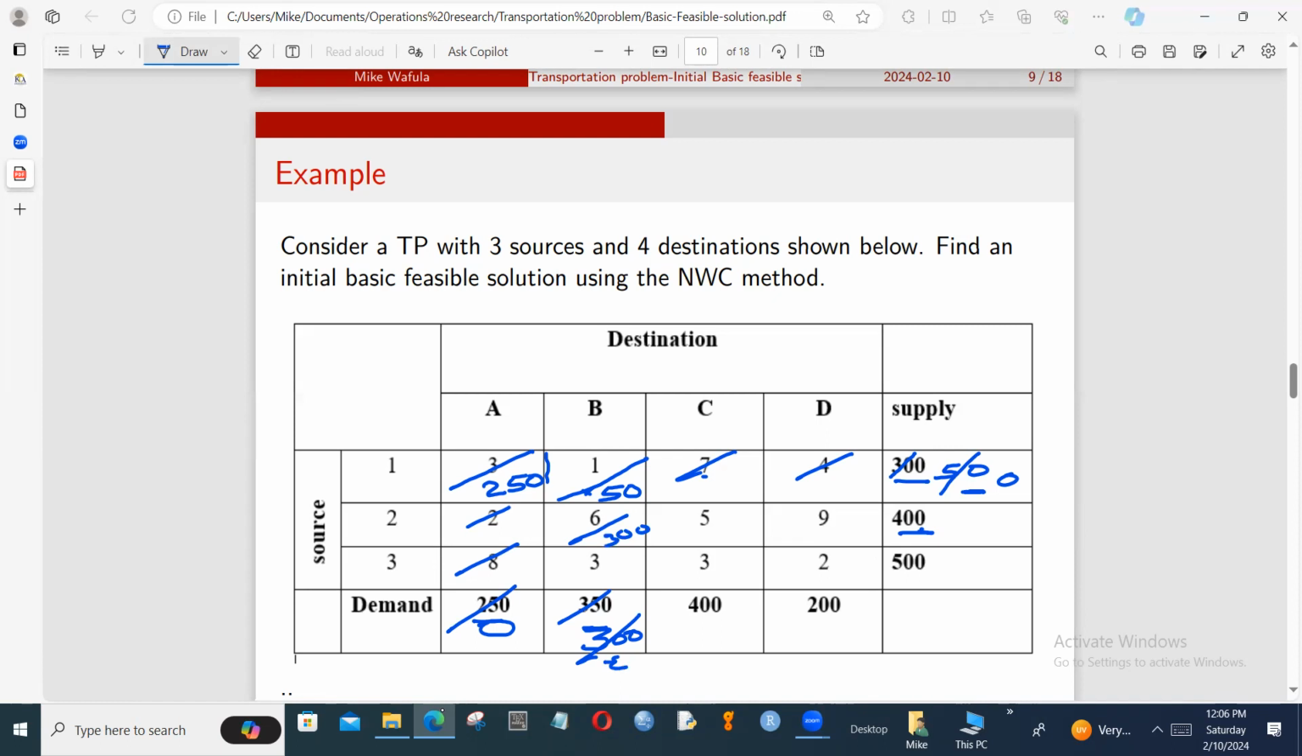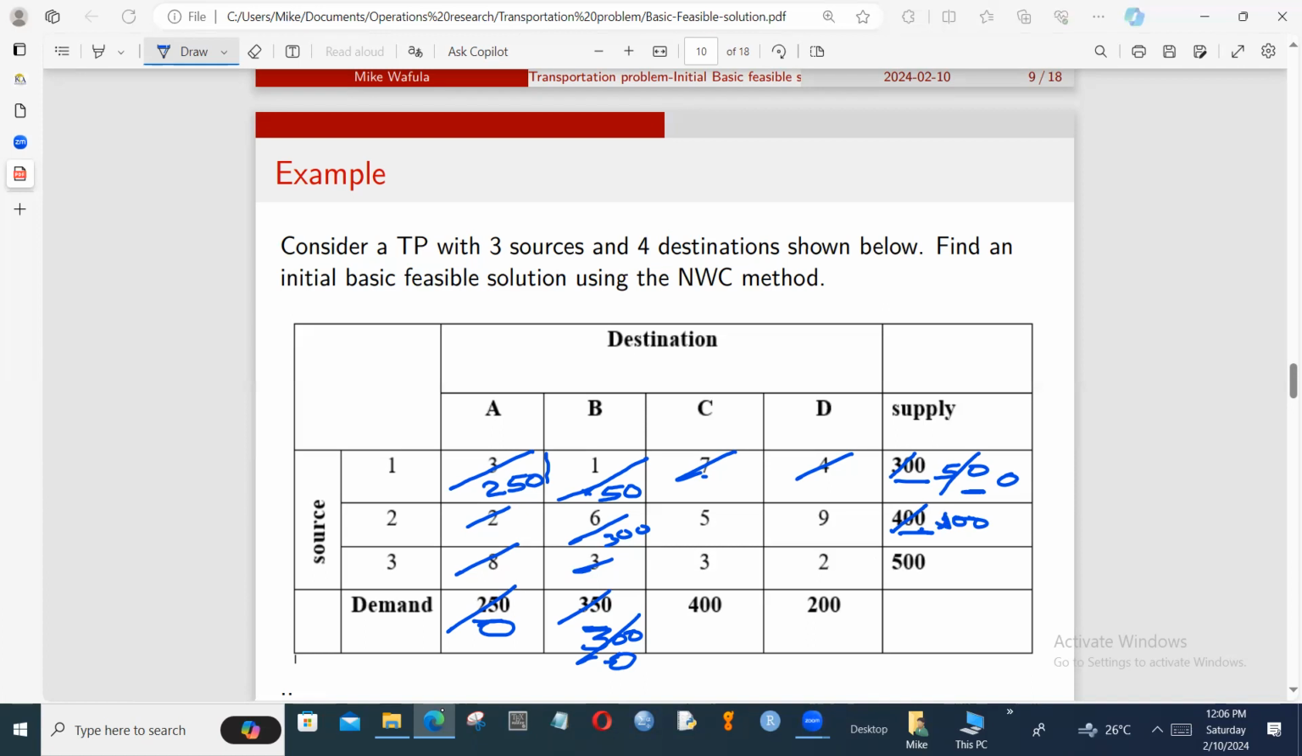And now destination B will have met its demand. Therefore you will not assign any unit again in that particular column. But source 2 will still have 100 units to be supplied to either destination C or D, because source 2 has only given out 300.